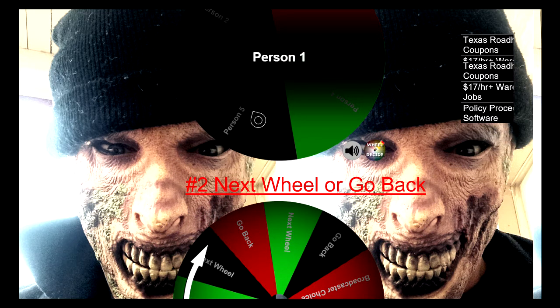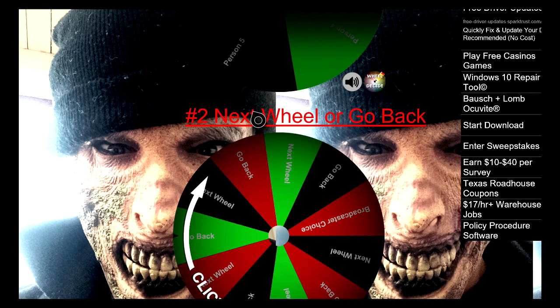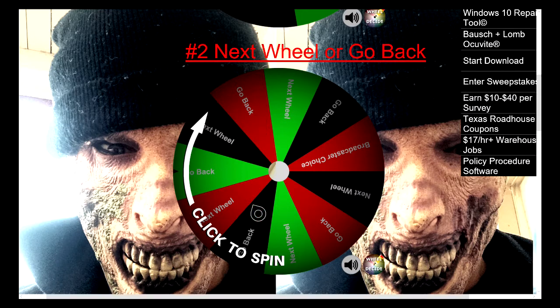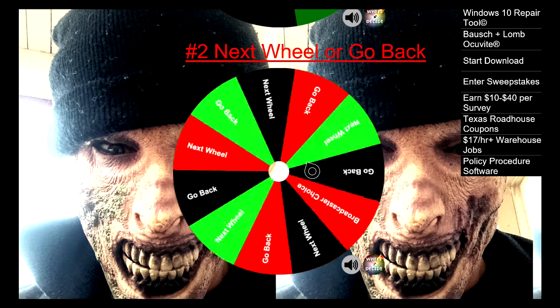Now, once we select the person, we go to the next wheel. Now, with this wheel, you go on to wheel number three, or you go back. If you go on to wheel number three, you get to choose the prize. If you go back, then we get to choose someone else to play. So, Infidel, I'm going to go ahead and spin the wheel for you, and let's see how it goes.